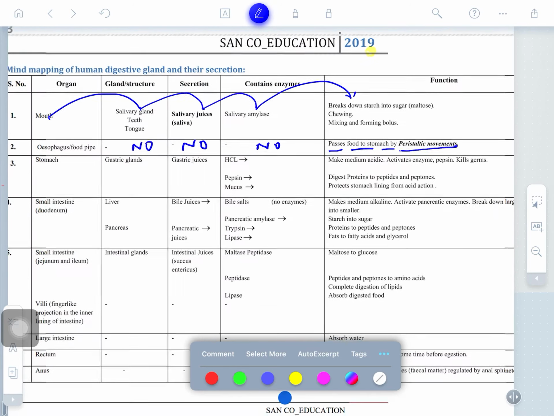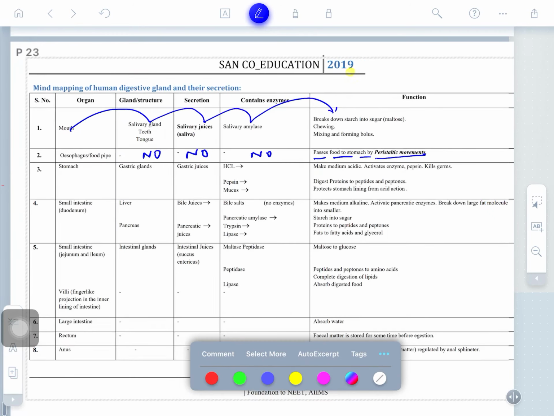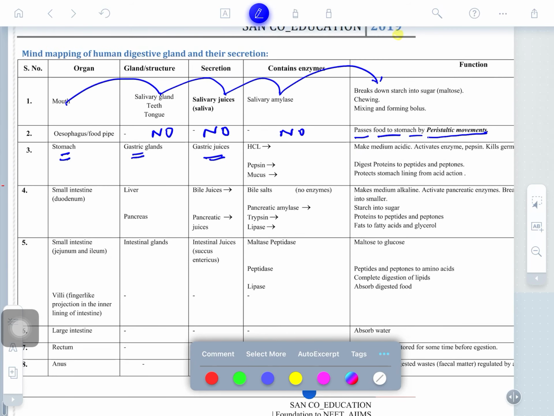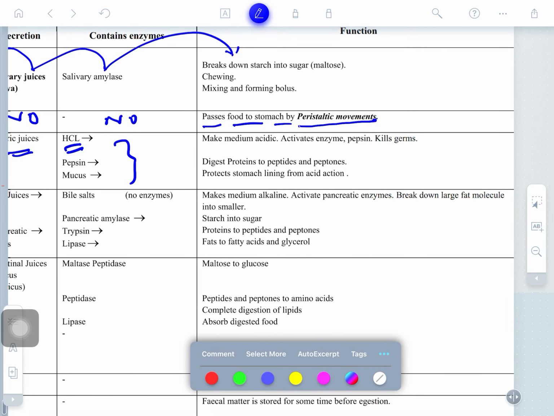The peristaltic movement is the rhythmic contraction and expansion of the alimentary canal. The next gland organ is the stomach. It has gastric glands. Gastric juice is their main secretion, and it contains HCl, pepsin, and mucus. Is that clear? HCl's work is to make the medium acidic. Why? Because it activates the enzyme pepsin and kills germs.